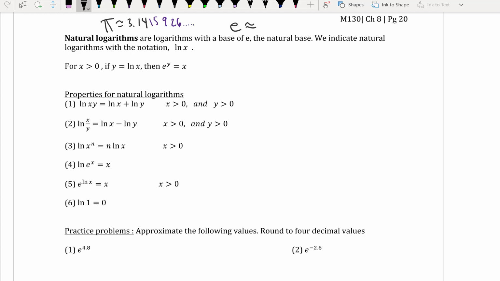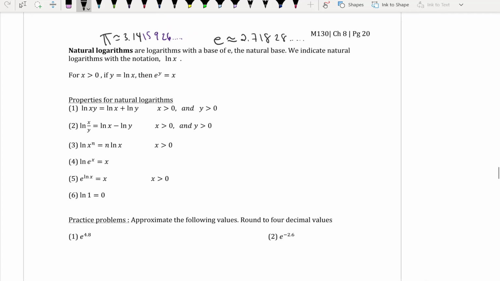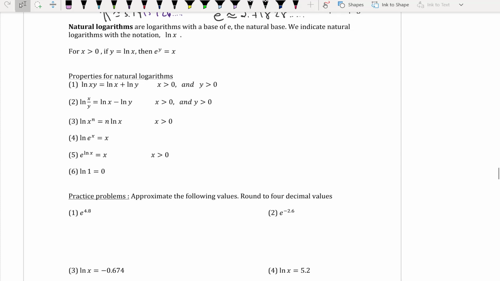So e is very similar, as it's 2.71828, and it keeps going on and on forever and ever. So we indicate that the natural log, ln, represents that relationship with that number e, okay? So it's going to follow the same type of properties as the logs, where we still have the product rule being split into addition, the quotient rule turned into subtraction, the power rule, which is being multiplied. And here the natural log and e, when they're combined together, they cancel each other out and we're left with the exponent.